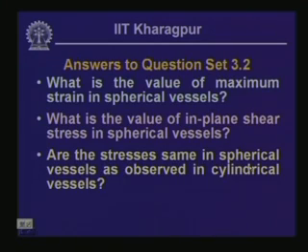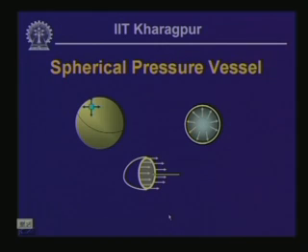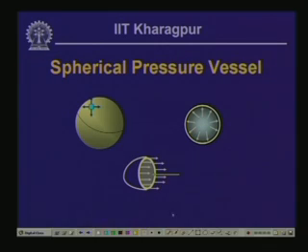Now, the second question posed was, what is the value of in plane shear stress in spherical vessels? If you remember, last time we discussed the in plane stress in a cylindrical pressure vessel, wherein we said that if you have the values of sigma x and sigma y as sigma 1 and sigma 2, sigma 1 was the circumferential stress and sigma 2 is the longitudinal stress. So, if we take these two stresses we can compute the strain, and also in terms of these stresses we can compute the in plane shear stress.